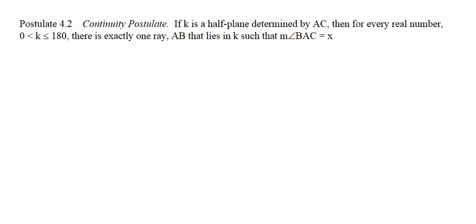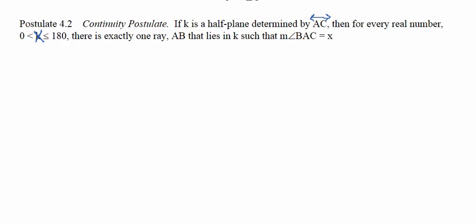Now postulate 4.2, the continuity postulate, says that if K is a half plane determined by line AC, you can fix that in your notes, then for every real number X between 0 and 180 degrees, there is exactly one ray AB that lies in K such that the measure of angle BAC is equal to X. Oh, this K right here should be X. Change that to X. X is between 0 and 180 degrees.